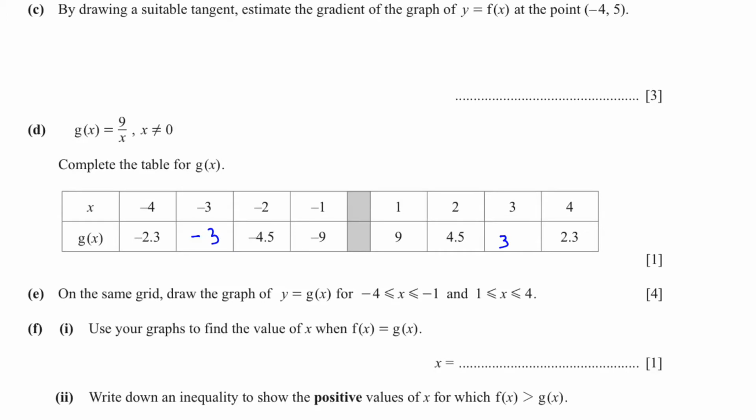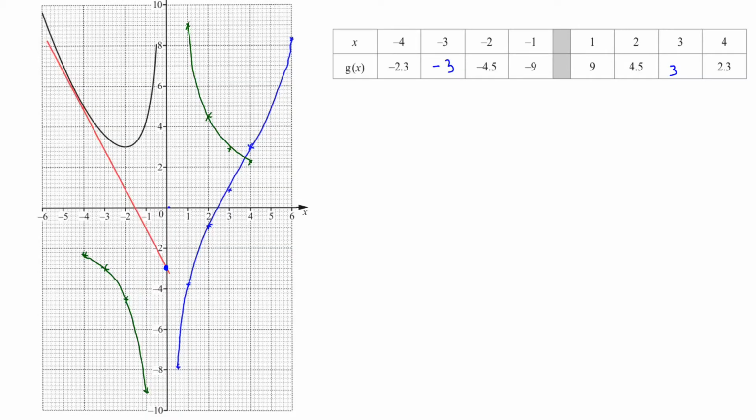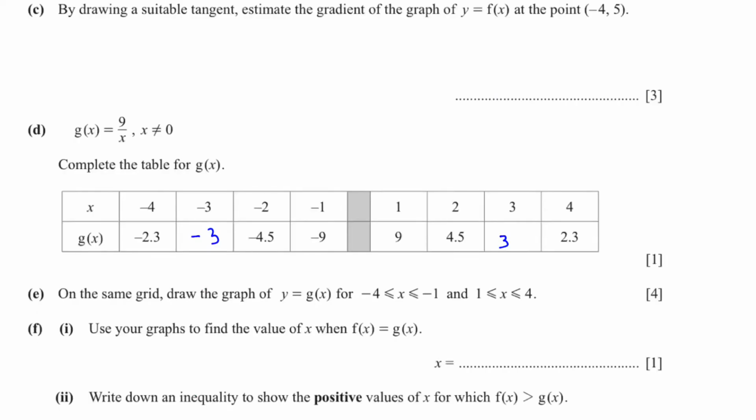Use your graph to find the value of x when f of x is equal to g of x. It means where they intersect. We can see that they intersect here when x is equal to 3.6. You can have the answer in the range from 3.6 to 3.85.